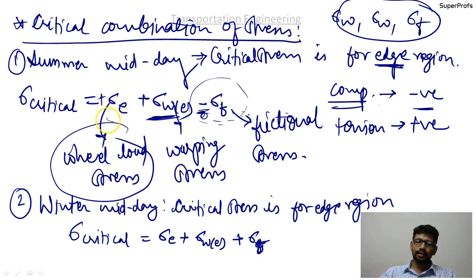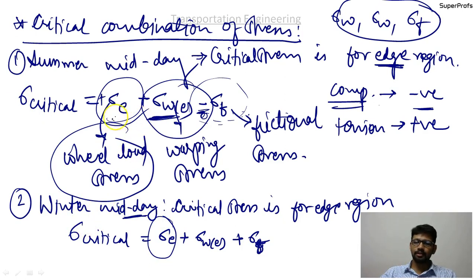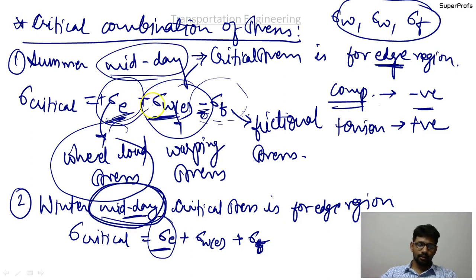It is important to understand that the first 2 terms have remained the same since it is midday. Though summer and winter change, the wheel load has got nothing to do with it. Warping stresses are purely based on the variation during the daytime, so it is midday in both cases. Even if it was the night case, the warping stresses would be positive at the edges, in tension.